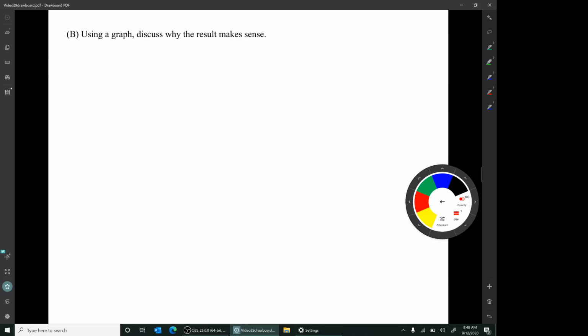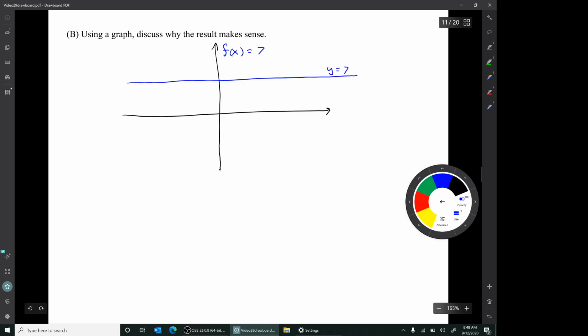Question B is, using a graph, discuss why the result makes sense. Well, let's make a graph of f of x equals 7. So a graph of f of x equals 7 is just a horizontal line with y equals 7. Let's think about the tangent lines on that graph. All the tangent lines on that graph are horizontal, so their slopes are all 0.